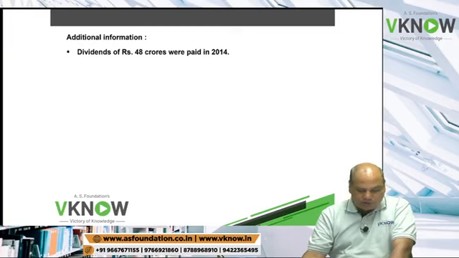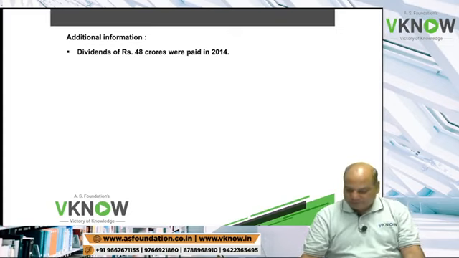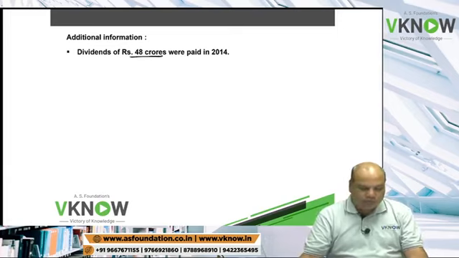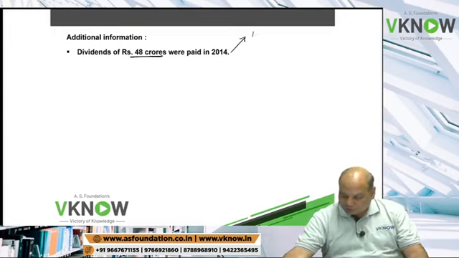Additional information. Dividend of rupees 48 crore was paid in 2014. Now look at your question. Can you see any dividend mentioned above? Can you see dividend in the balance sheet? No. Can you see dividend in the P&L account? No. So what entry have they passed? They have passed two entries.